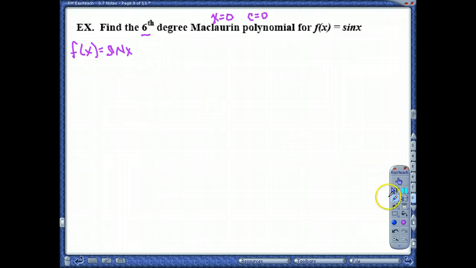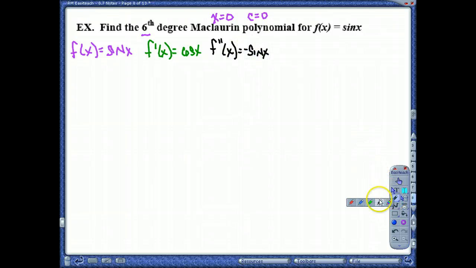The derivative, this might be annoying, but we'll see what happens. The derivative of sine is cosine. The second derivative is going to be negative sine. The third derivative is going to be negative cosine.